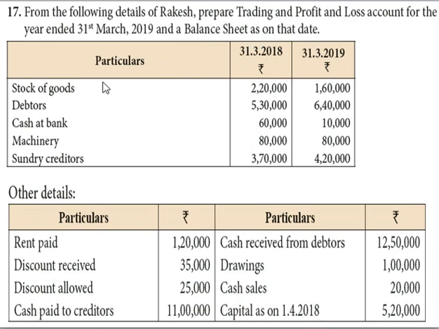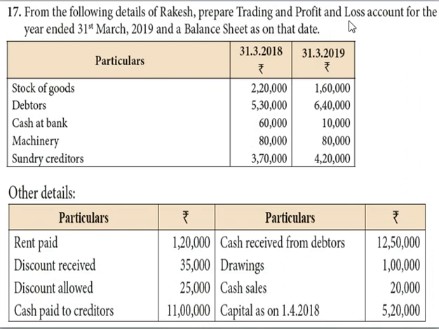The given particulars are stock of goods, debtors, cash at bank, machinery, sundry creditors. For these particulars, they have given opening and closing balances. And they have also given some other details, which are rent paid, discount received, discount allowed, cash paid to creditors, cash received from debtors, drawings, cash sales, capital.